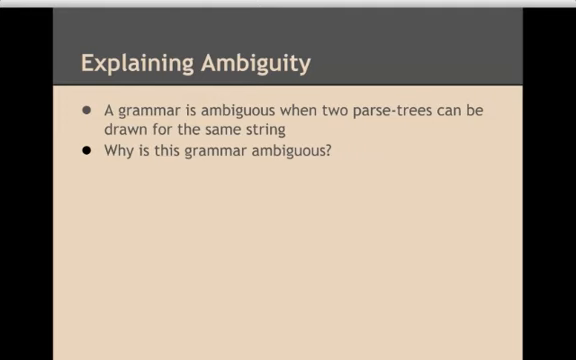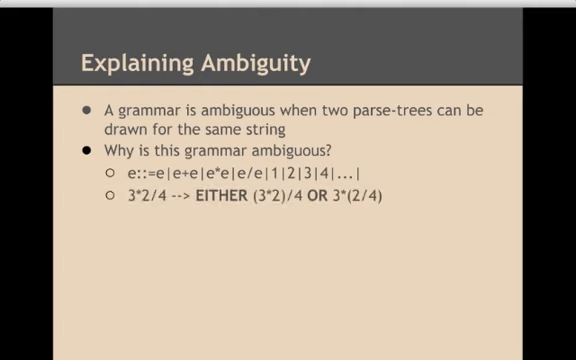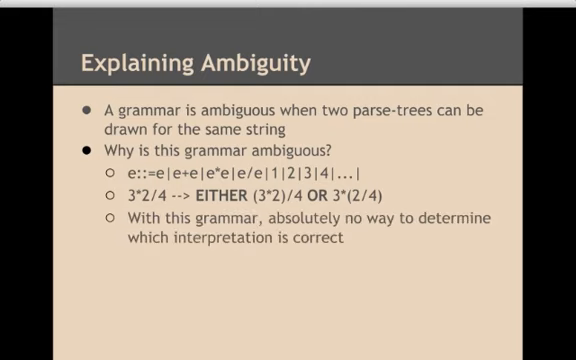So why is the following grammar ambiguous? E can resolve to E, E plus E, E times E, E divided by E, or some kind of integer value. As a result, the string 3 times 2 divided by 4 can be interpreted as 3 times 2 then divided by 4, or 3 times the value of 2 divided by 4. The string is perfectly valid in the context of this grammar, but has no other information to determine which of these interpretations is correct.